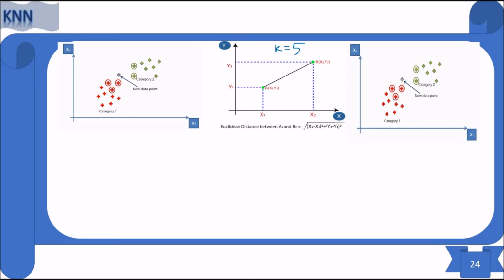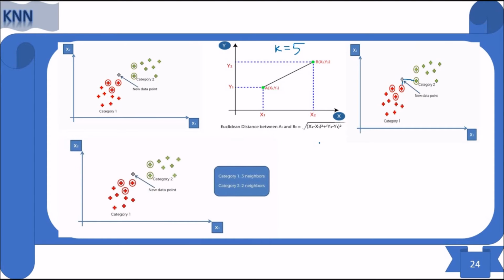So now you have to assign the new data point. Suppose the distance from red is less than the distance from green. Now you have to assign the new data point to the category that has the most neighbors of the new data point. So here it is the red category. The distance is less than this distance, so it falls into the red category.